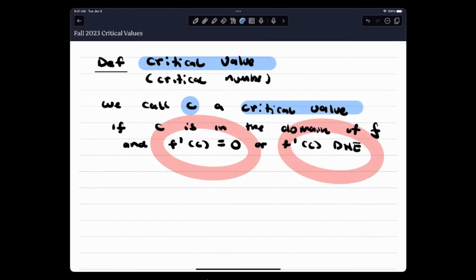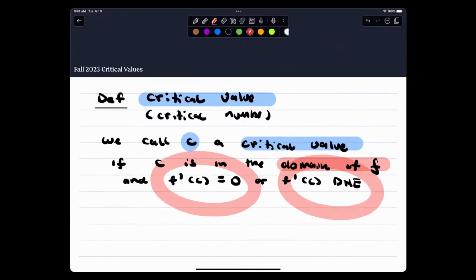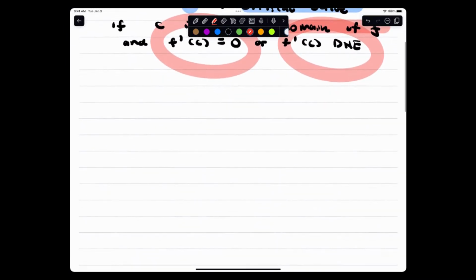Okay. So we left off with something called critical values. You guys remember? We need a critical value, a critical number. It's a number that's in the domain. This is something that's going to be overlooked by some. It has to be in the domain of the function, a function that's defined on the curve. But if the derivative equals 0 or the derivative does not exist, then we say that is a what? Critical value. This is the number c. We call that number a critical value.